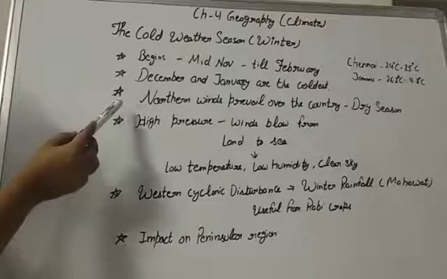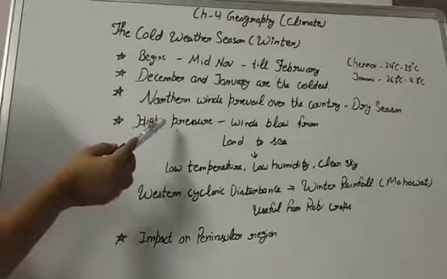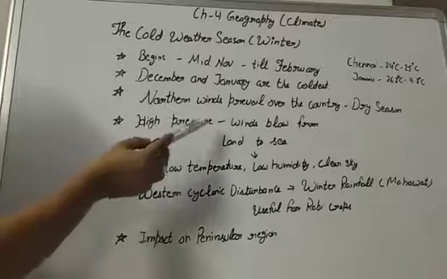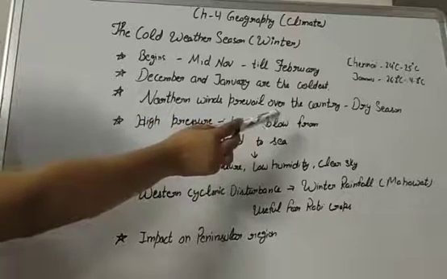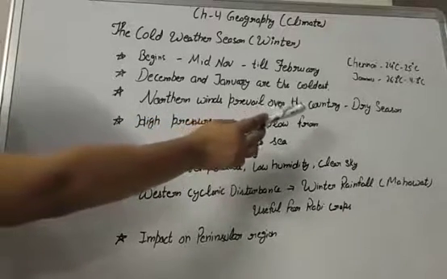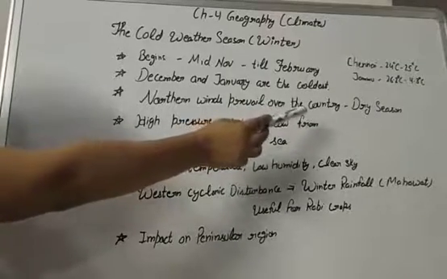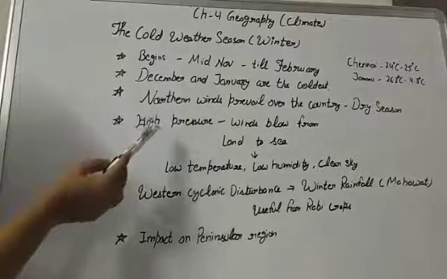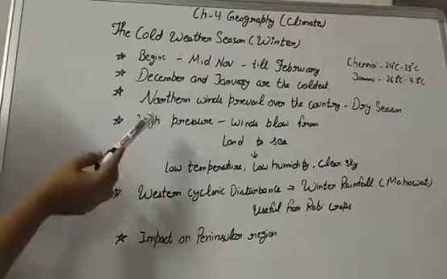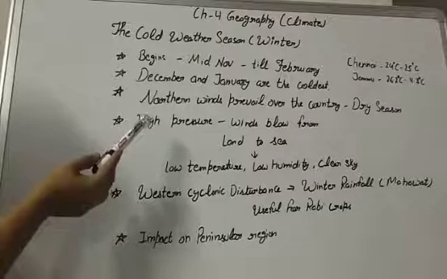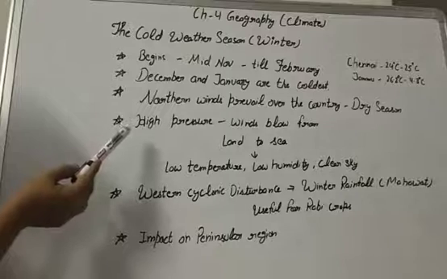During winter, the northeast trade winds blow over the country. As these winds blow from the land to sea, over most parts of India, they are dry. So in most parts of India, the weather during the winter is dry. However, in some parts of India, like the coast of Tamil Nadu, the winds blow from the sea to land. Hence, these places see some amount of rainfall during the winter.